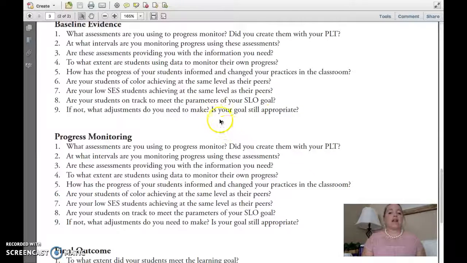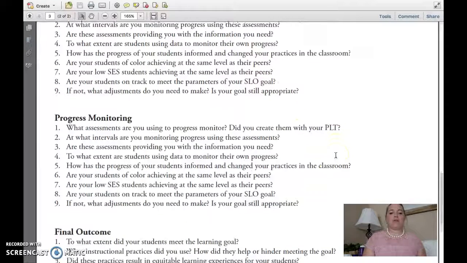I'm also going to be creating this in Google Forms for them to go back to their PLTs and answer a little more specifically for our school leadership and our department coordinators. They can work with that information to guide professional development and ways we might better support our teachers this year to help them with their SLO goals.